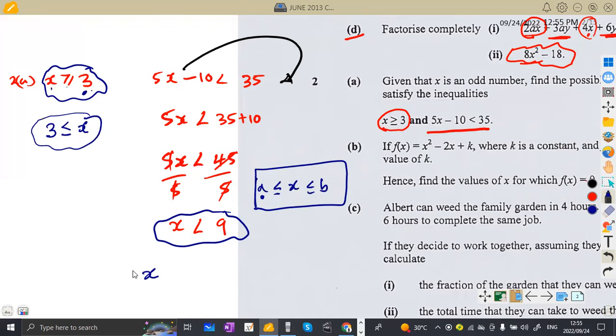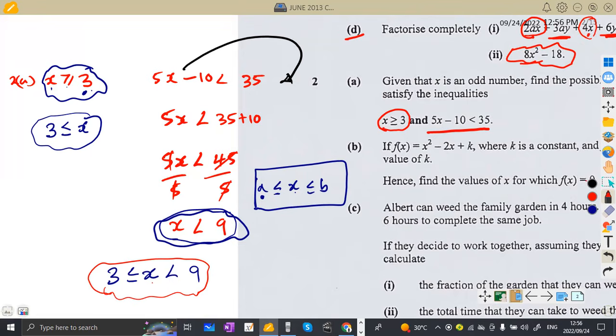So it's going to be x is greater than or equal to 3. The same x that we're talking about here is less than 9. So this x is less than 9. So now you've combined your inequalities to say your x has to be taken from these numbers, from 3, but they are not going to reach 9 because our x is less than 9. There's no equal to here.